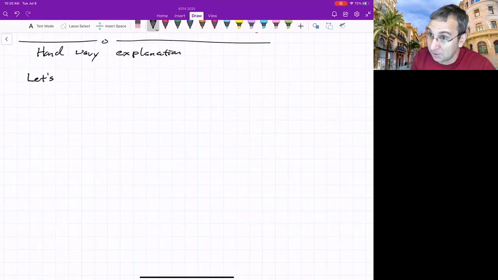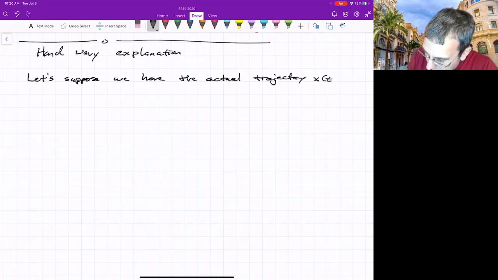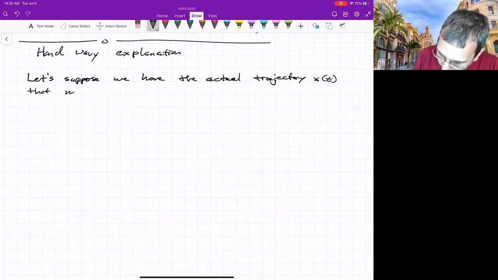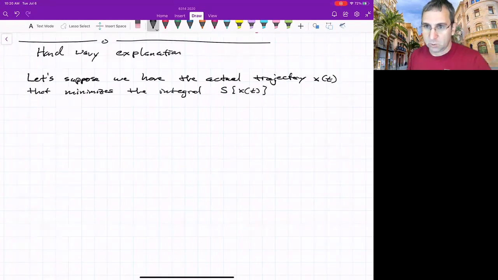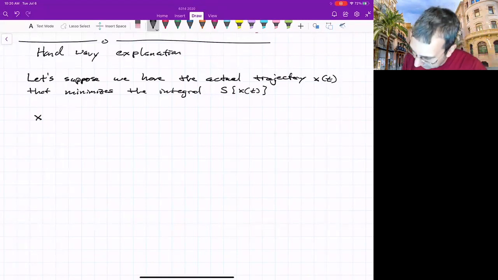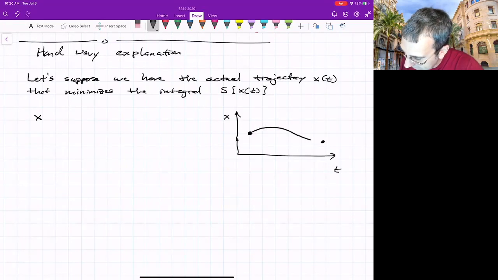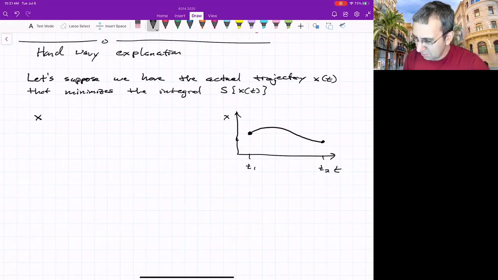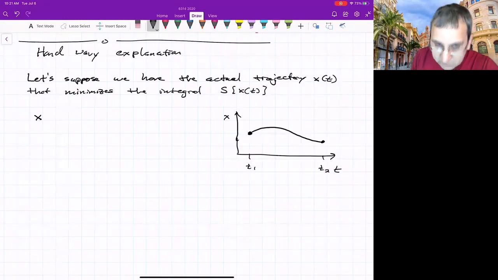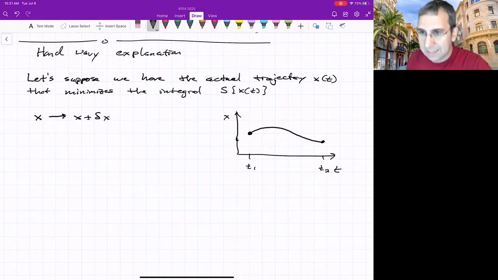Unfortunately, all of the explanations start with this: let's suppose we have the actual trajectory x. This is the one that minimizes the integral. Let me sketch it. It's always nice to have a little bit of a sketch. So this is time, this is x, and we've got some true trajectory. I don't know what it is, but it's there. And then we vary the trajectory. We start with the true one and then we vary it. We go from x to x plus, I'll call the variation, delta x.